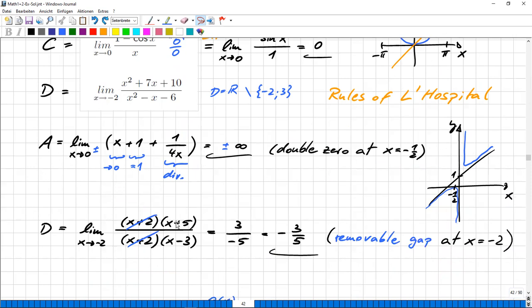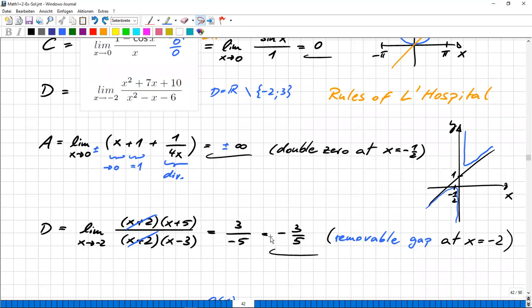This is the product version of these terms. Here we can cross out, arguing that as long as x does not equal -2, because we approach it carefully, these are identical numbers, unequal to 0. We can cross them out. What remains are these two terms in a ratio form. So we just insert -2 here. We get -2 plus 5 equals 3, and -2 minus 3 equals -5. So the result is -3 over 5.